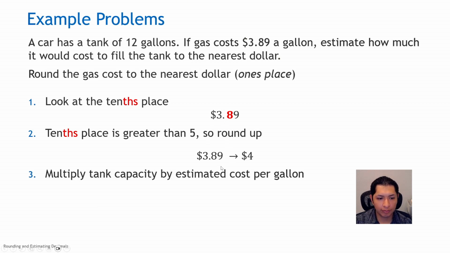Now to solve the problem, we simply multiply the tank capacity of 12 gallons by the estimated cost per gallon, and that is 12 gallons times $4 each gallon, and that is an estimate of $48.